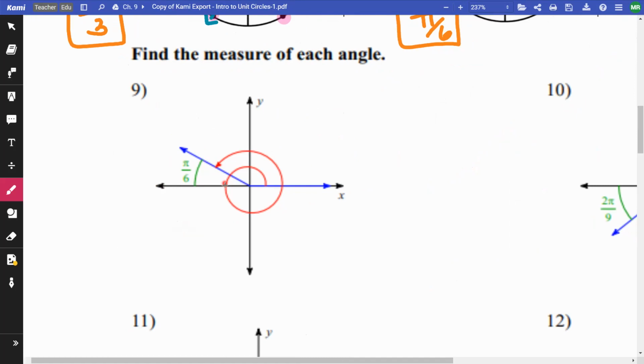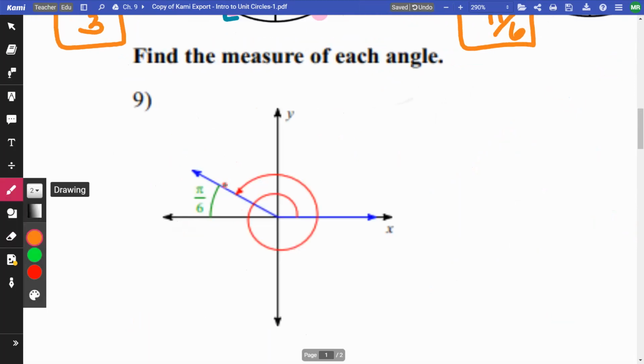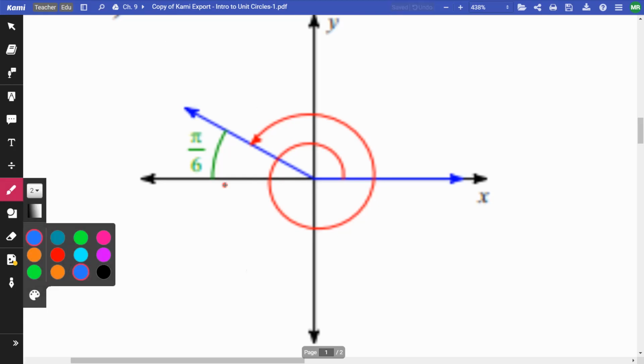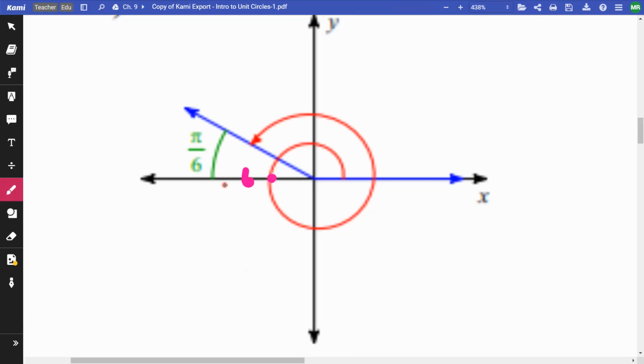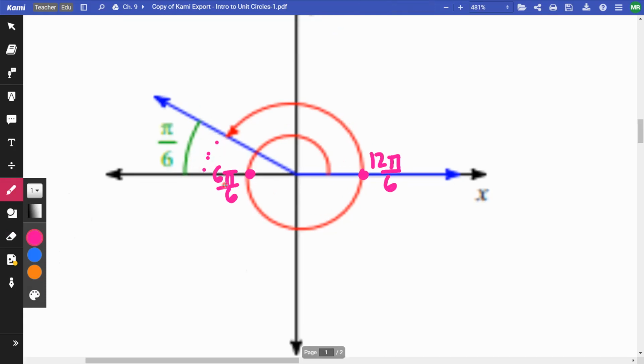So I went around here, that would have been 6 pi over 6. Maybe I'll do it like this. Okay, so to here would have been 6 pi over 6. Going to here would have been 12 pi over 6. If we had continued to there, it would have been 18 pi over 6, because I'm going 6, add another 6, 12, add another 6, 18. So here, I'm going to be 1/6 short of that, which is going to be 17 pi over 6, and that's my answer.